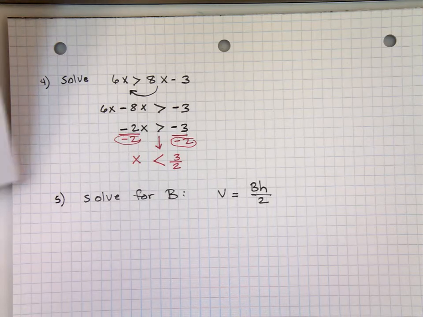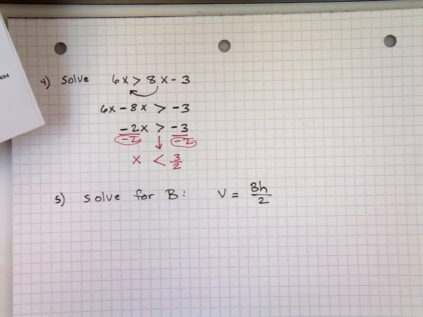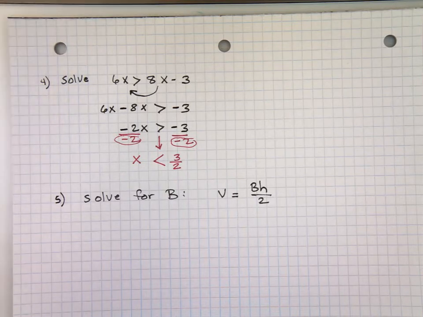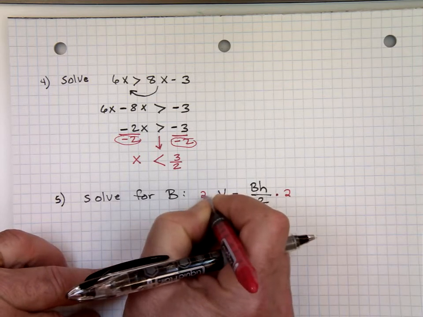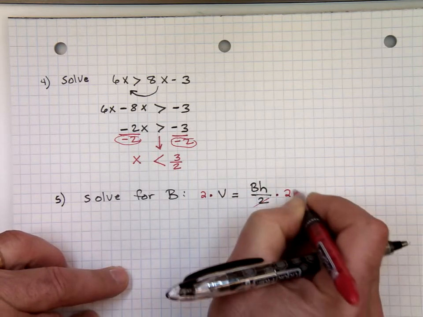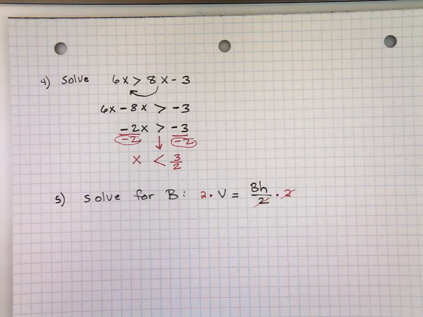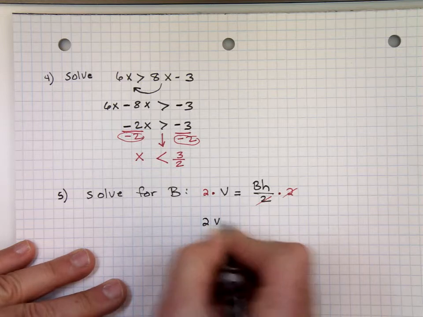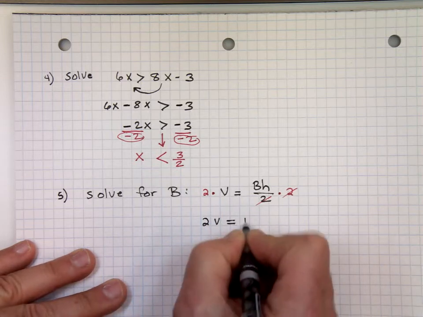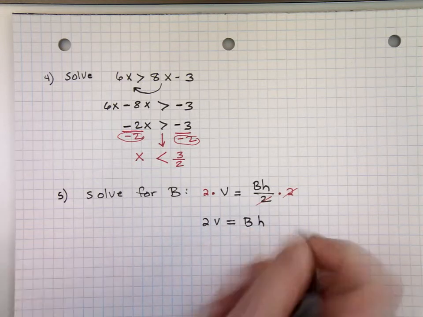Well, before you isolate, because they're on one side, you get that little fraction there. Nobody likes fractions. So what's the best way to get rid of that 2 in the bottom? How about you multiply both sides of the equation by 2? So you'll have what? 2 times V equals what? B times H. You have a multiplication.